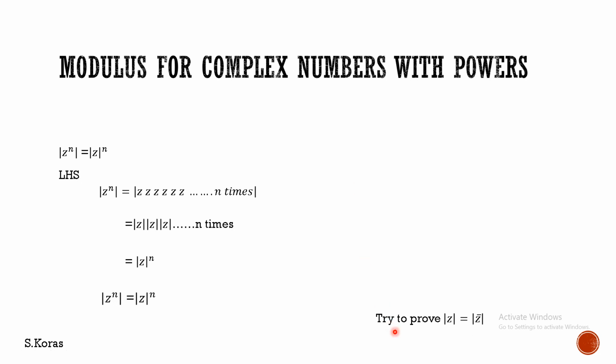Moreover, I ask you to prove this by yourself: modulus of Z is equal to modulus of Z bar. The meaning is, for a complex number, if you take modulus, the same result you will get if you take modulus of its conjugate. So try to prove this also. This is also very helpful.